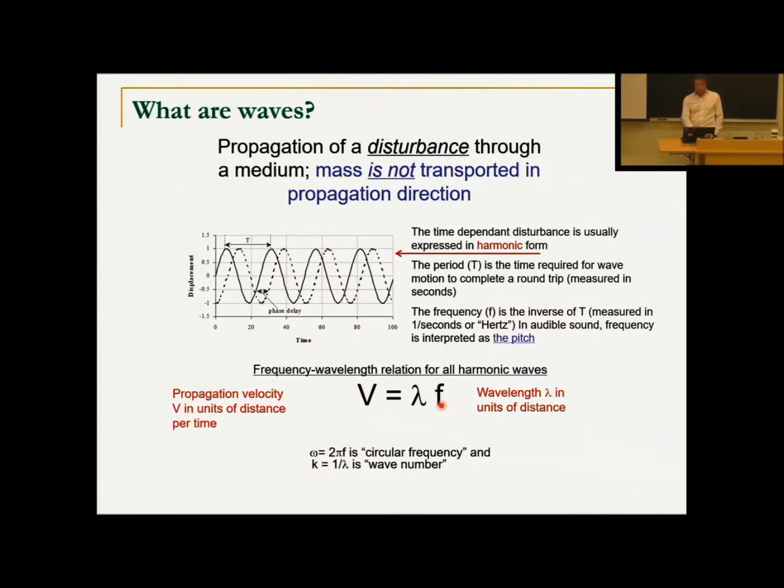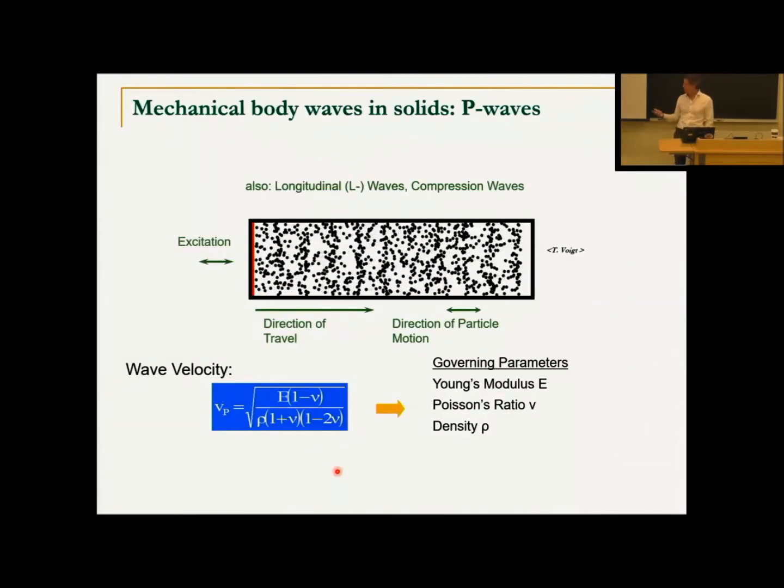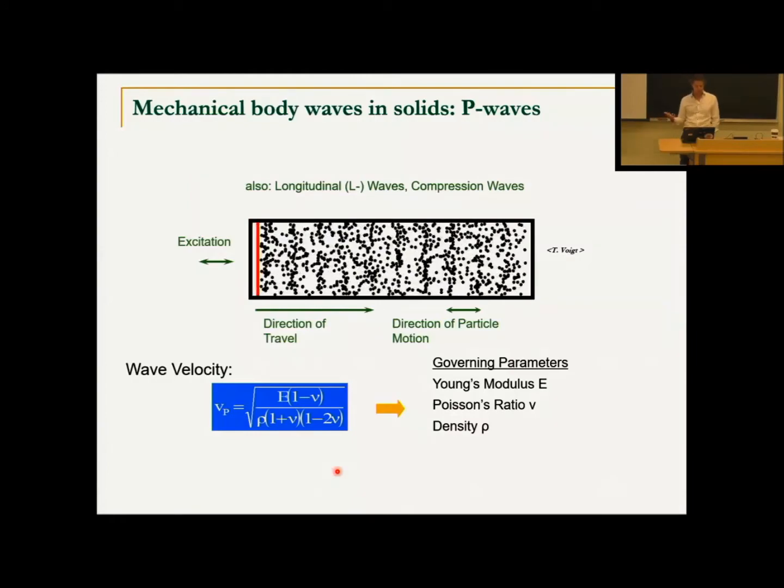A few other terms. Sometimes we use the term omega, circular frequency. That's just 2 pi times f. And then k is wave number, and that's just the inverse of the wavelength. Okay, so let me try with this visual example to explain more.